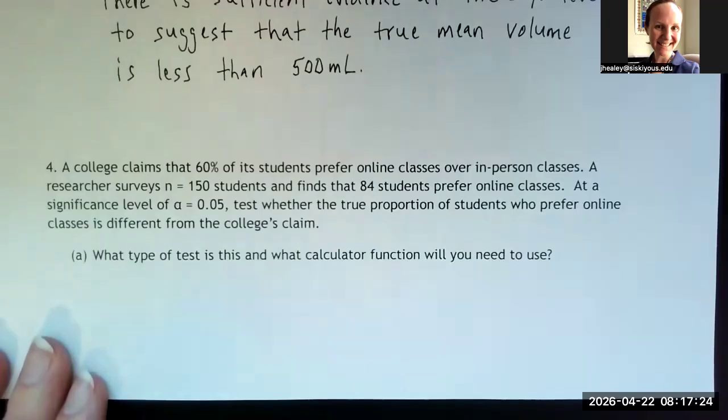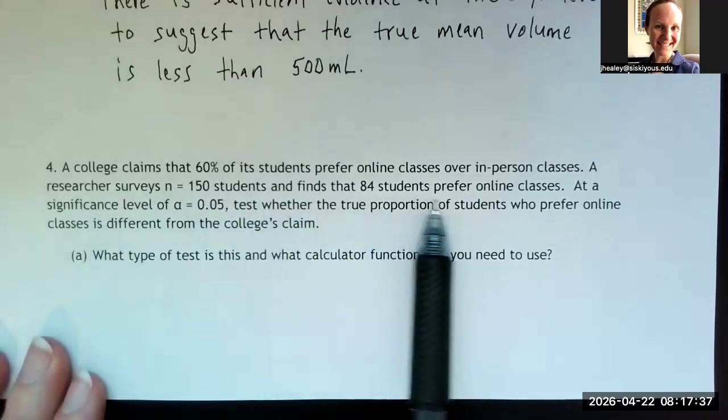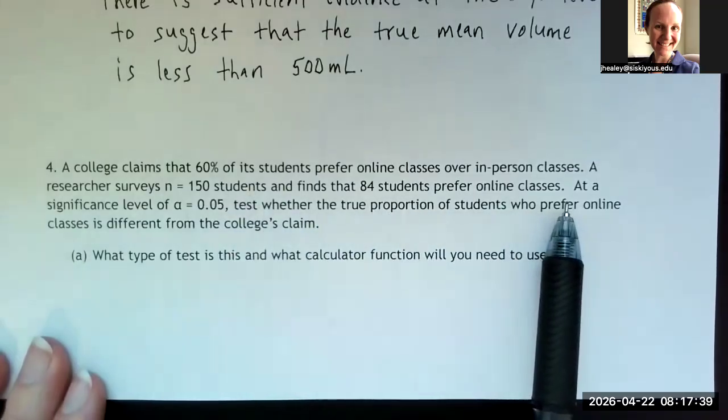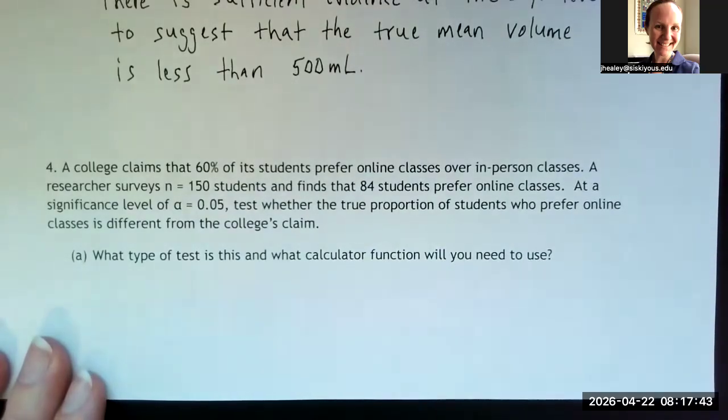Question 4. A college claims that 60% of its students prefer online classes over in-person classes. A researcher surveys 150 students and finds that 84 students prefer online classes. At a significance level of alpha equals 0.05, test whether the true proportion of students who prefer online classes is different than the college's claim.